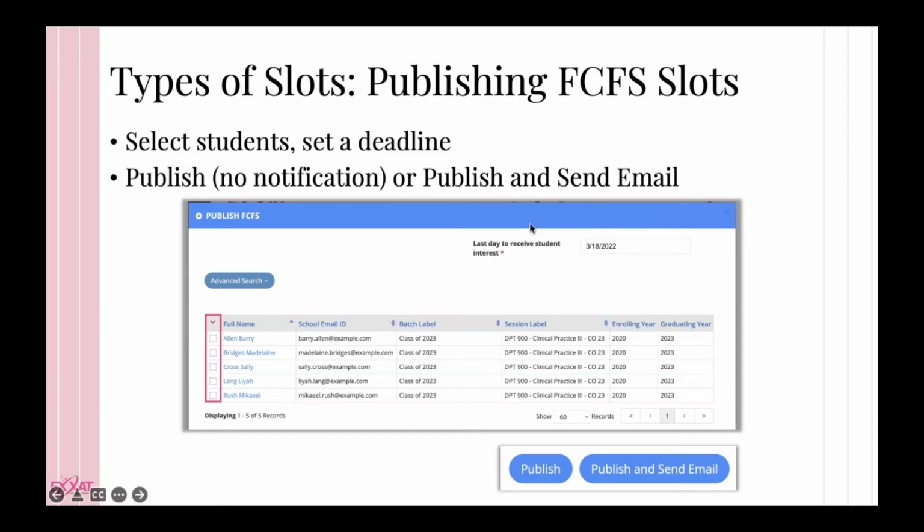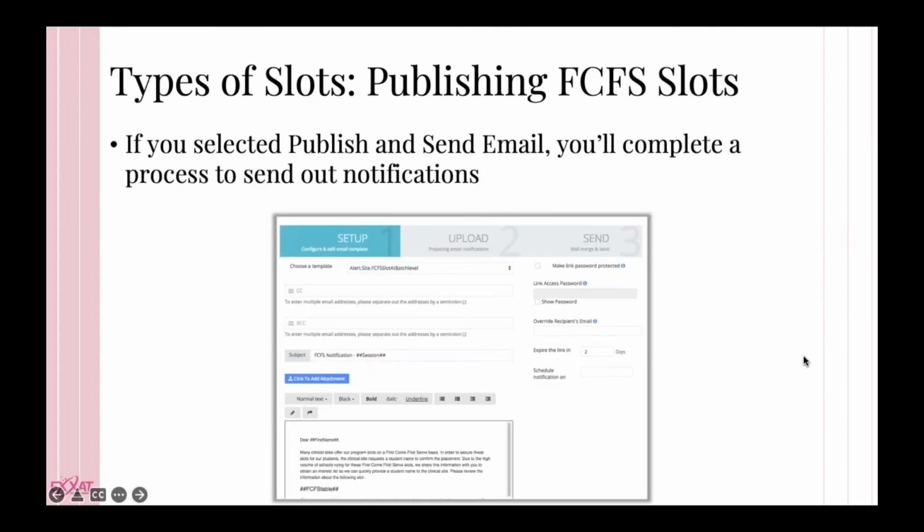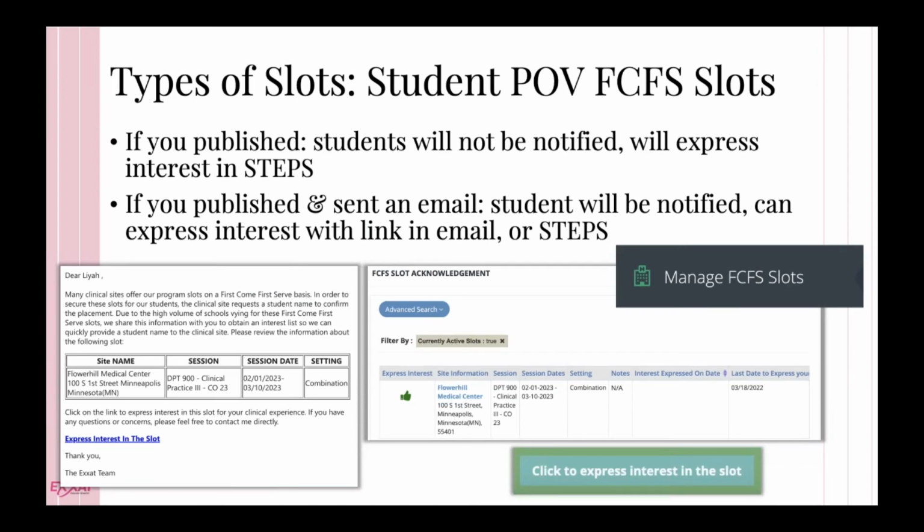And then this last day to receive student interest is how you basically set the deadline for the students to respond. And then you can either publish or publish and send an email. If you decided to publish and send an email, it takes you to this email page. If you decided not to send an email, then you're finished right there after the publish. But if you do want to send an email, it's going to pull it up like this, and you probably don't need to do anything here. You can just click on send, and it will go through, unless you want to add any other details to the email itself.